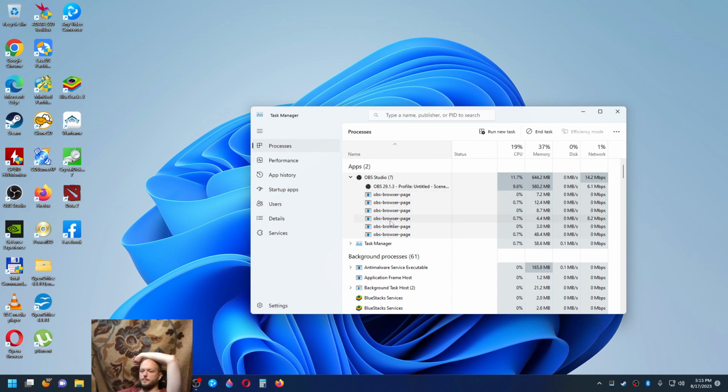OBS browser page. What? I don't understand this. Maybe everything you see on the preview screen, even without streaming, goes through the network. Or what the hell is this doing here? That's really stupid. Anyways, let's start the stream.